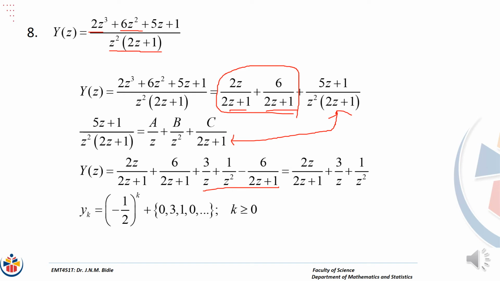We add them up, simplify. Note that you've got that term and that term cancelling each other out. So we end up with those three terms. Note we have 2z over 2z plus 1. Its inverse z transform is negative half to the power k, but these ones, they start with 0 for z to the power 0, and 3, and then 1 for z squared, and then 0 for z cubed, and all the other terms.